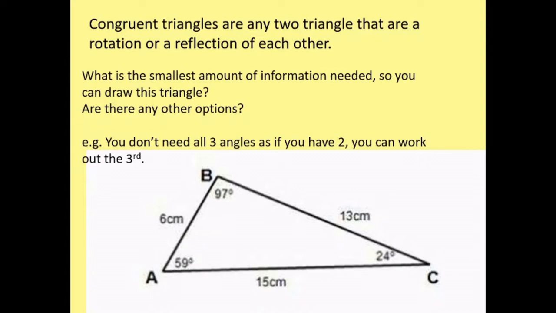For example, I don't have to give them all 3 of the angles, because if I give them 2 of the angles, that actually locks in the third. And they could do 180 take away the sum of both those angles to get the third angle. So think about what's the smallest amount of information you need to give. And then pause the video, have a think.